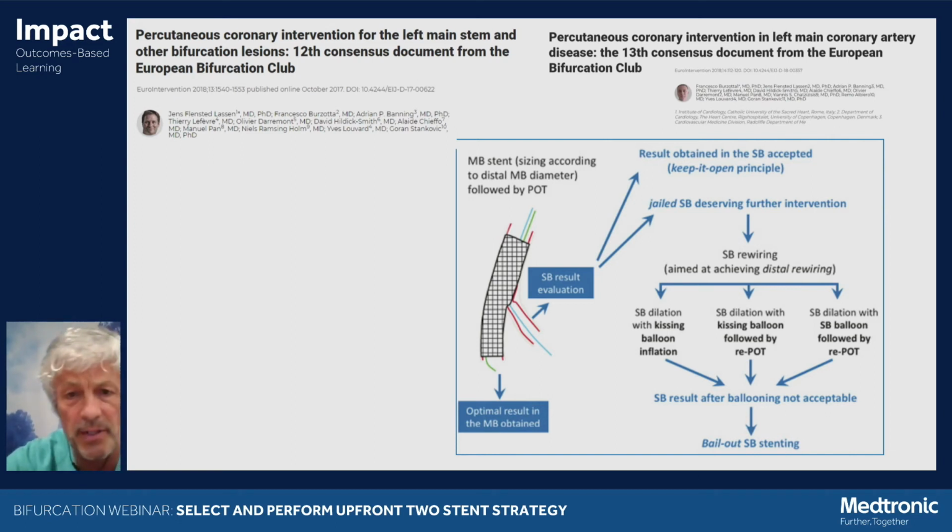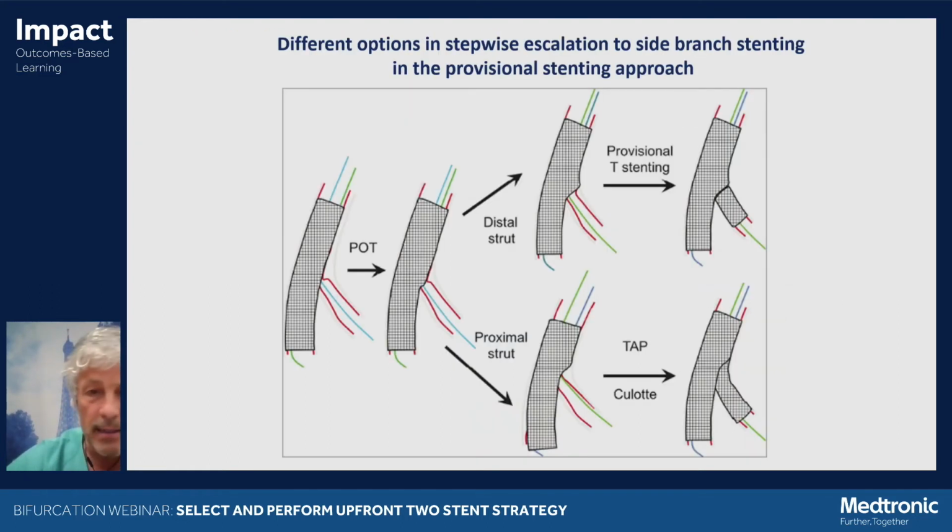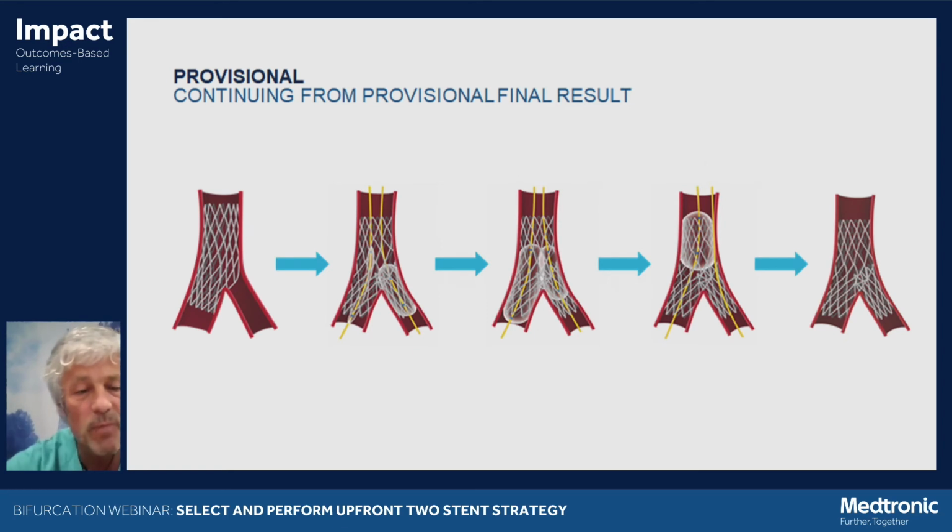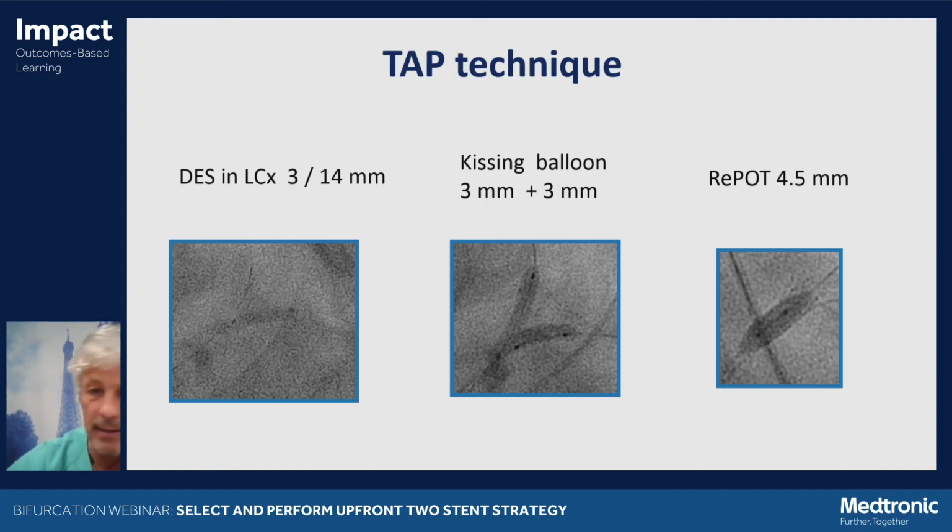And you can see here that when you have a jailed side branch, the serving further intervention, as we did with dilatation and kissing, and the result is not good, you have to go to stenting of the circumflex, and you have different alternatives like TAP, culotte, or T-stenting. In this case, we decided to go TAP because of the angulation. This is how you have to proceed in these cases. You have the provisional stenting to the LAD, then you implant the stent in the circ with some protrusion, with the balloon in the LAD, prepared for just pulling back the balloon in the circ to perform the kissing and finally the POT, to have the good result.